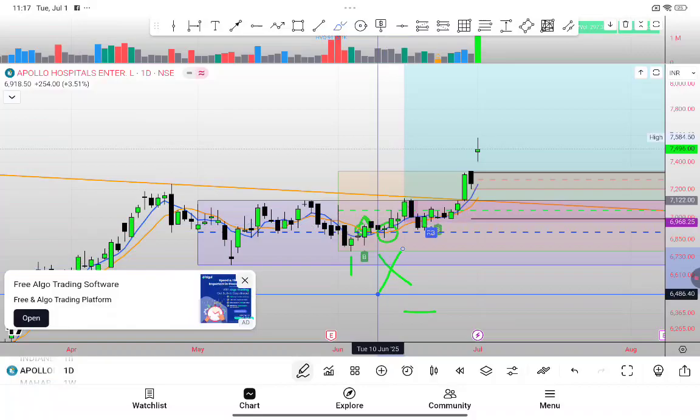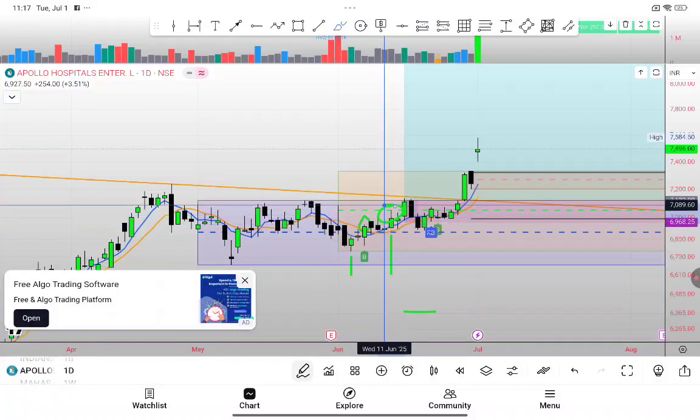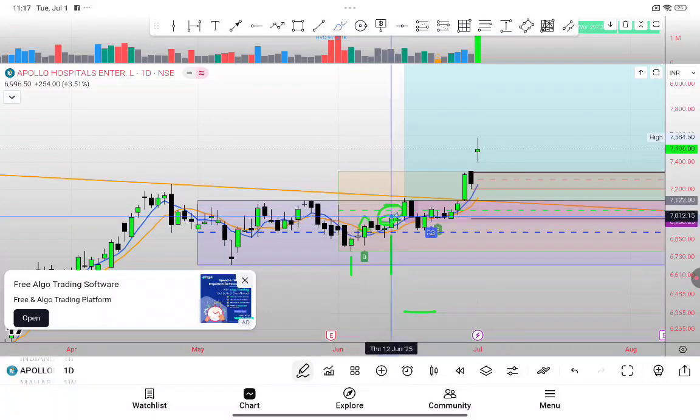The answer is no. So the setup does not apply here. Let's see whether the setup would have triggered on this day. So the high was higher than the previous high. The close was higher than the previous close. Whether the volume was more than the previous day?